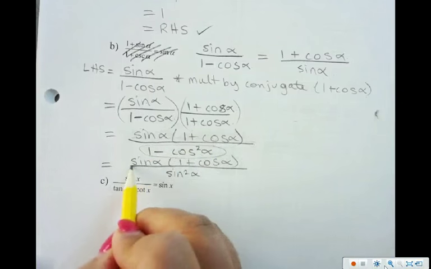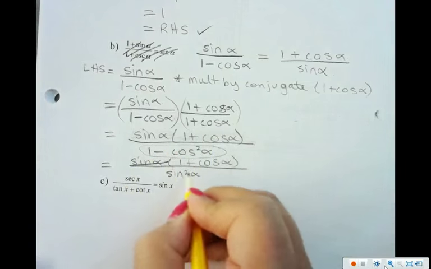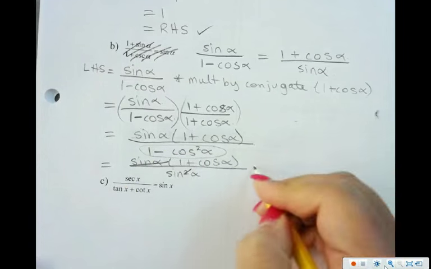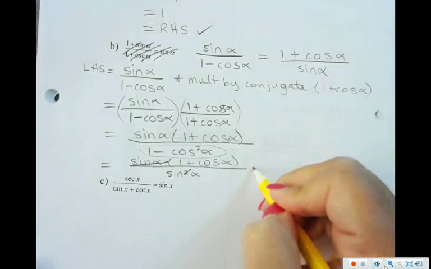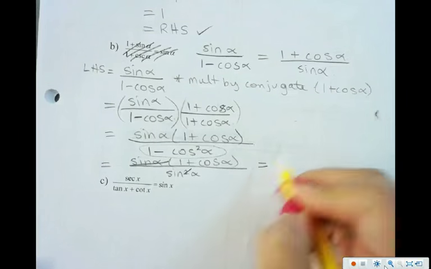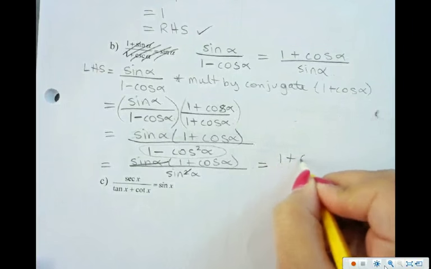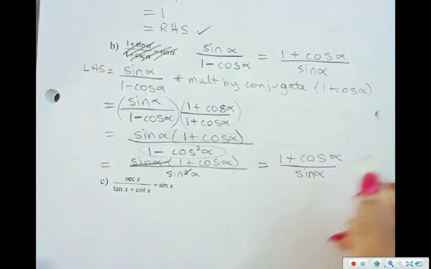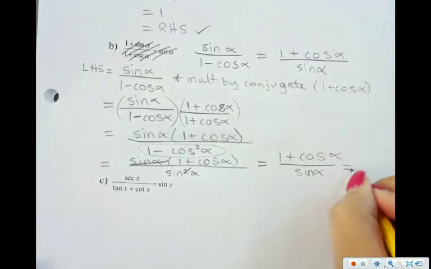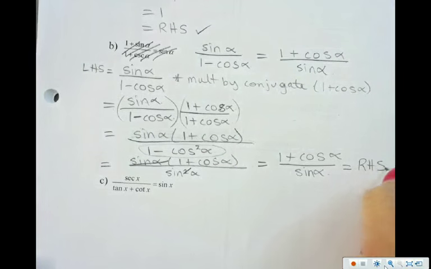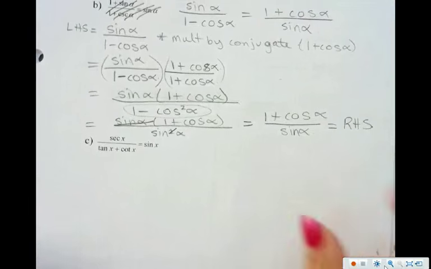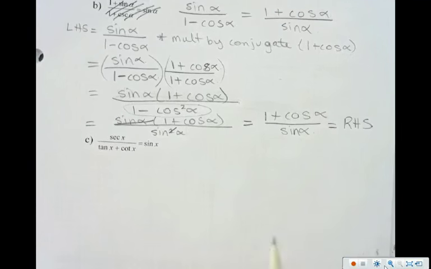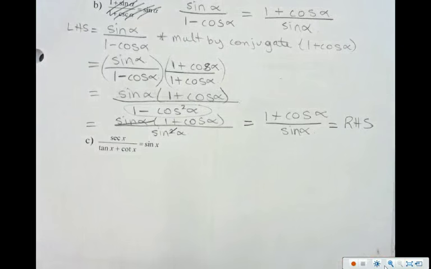And now this sine alpha reduces with one of these sine alphas, and what do I end up with? I end up with 1 plus cos alpha over sine alpha. And this is equal to the right-hand side. Now, technically, I should be working down, but I've run out of room on this page, so that's why I started working across. Okay.